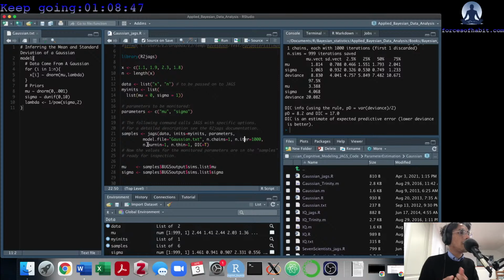Then we have the number of iterations and number of chains. We're just doing one chain for the sake of the example, but more chains, more precise. And then this is just extracting information from the BUGS output.